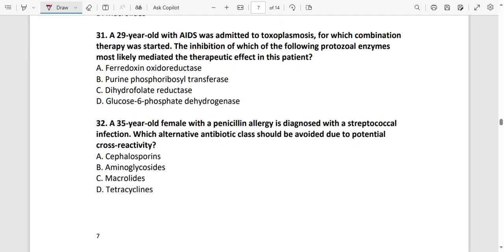A 29-year-old with AIDS was admitted for toxoplasmosis, for which combination therapy was started. The inhibition of which of the following protozoal enzymes most likely mediated the therapeutic effect in this patient? Ferredoxin oxidoreductase, purine phosphoribosyltransferase, dihydrofolate reductase, glucose 6 phosphate dehydrogenase. Anyone that can help with this?